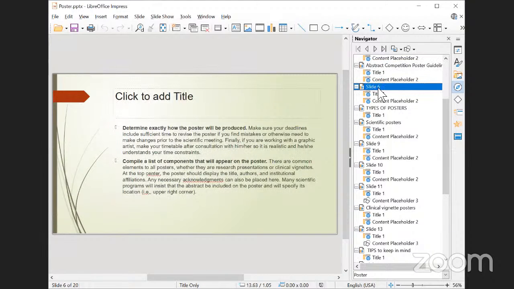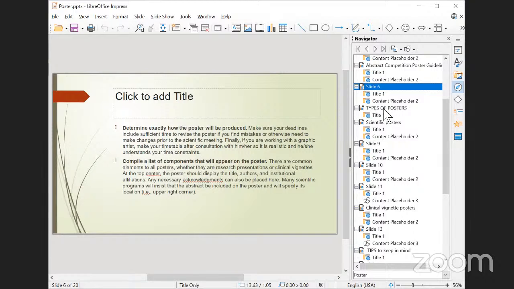Once you know the rules, you have to determine exactly how the poster will be produced. Make sure you have your deadlines, and include sufficient time to revise the poster if you find mistakes or otherwise need to make changes prior to the scientific meeting. If you are working with a graphic artist, make your timetable after consultation with him, and be realistic and understand your time constraints. Compile a list of components that will appear on the poster.